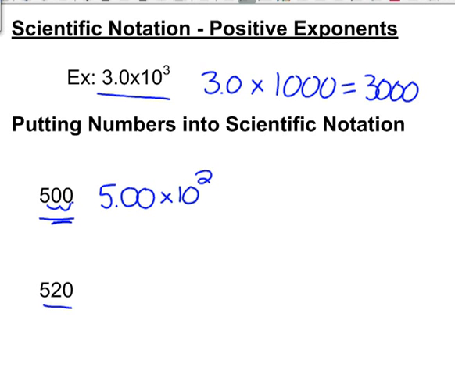When we take a look at our next number, 520, our decimal place is here behind that last 0. We are going to move the decimal place over 2 times. So our number becomes 5.20. So now we have only one digit in front of the decimal place. We will write times 10, and our exponent is the number of places we moved our decimal, which is 2.